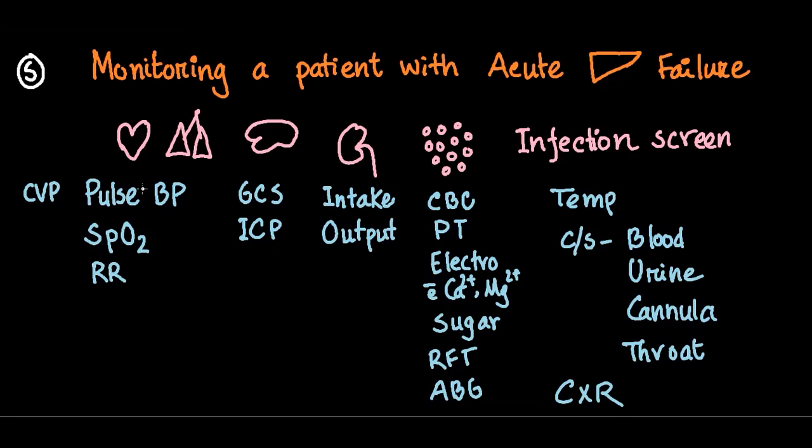For monitoring the brain function, look out for the GCS. What is the status of the E, M, and V? And if possible, do invasive monitoring of the intracranial pressure. Oftentimes in patients with hepatic encephalopathy, the patient can develop cerebral edema, and that raises their intracranial pressure.